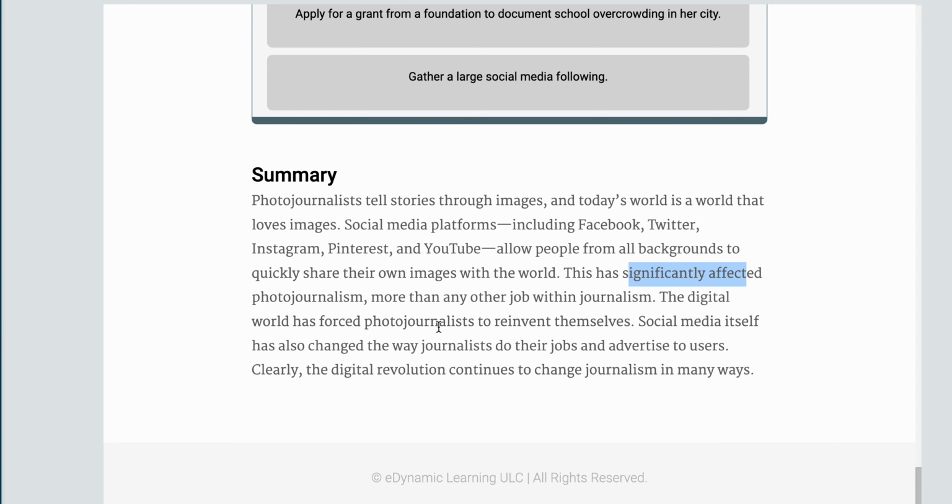Negatively, we can speak about cutting down jobs and not hiring people in organizations, just using freelancers. The need for changing and developing techniques and always finding something new and different. And then social media itself has changed the way journalists do their jobs and advertise to users. Clearly, this is called the digital revolution, and it continues to change journalism in many ways. And thank you, that's the end.